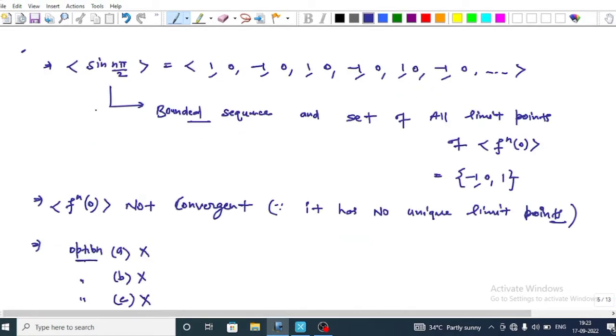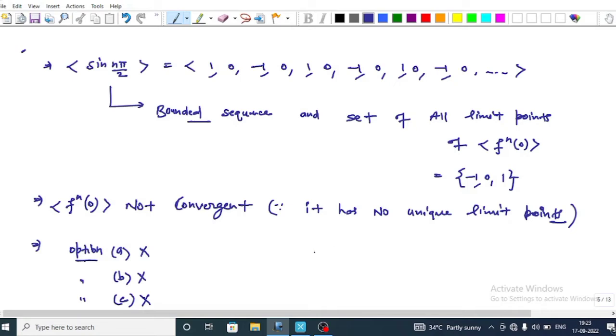Now, as we know, the value of sin(nπ/2) for n = 1, 2, 3 and so on, in sequence form, is 1, 0, -1, 0, 1, 0, -1, 0. This implies that this sequence is a bounded sequence, and the set of all limit points of this sequence is {-1, 0, 1}. This implies that the sequence f^(n)(0) is not convergent, because it has no unique limit point.